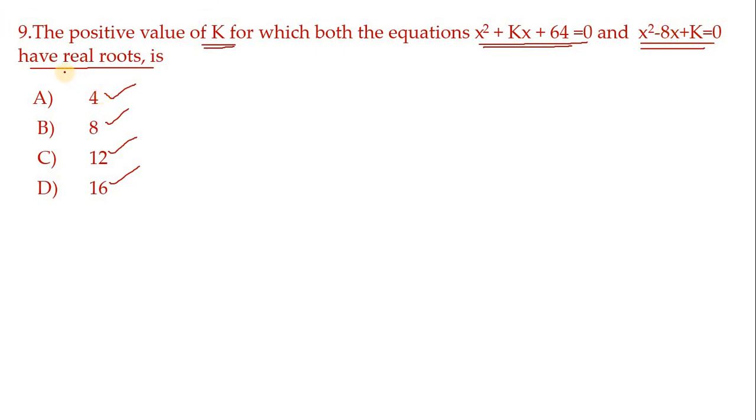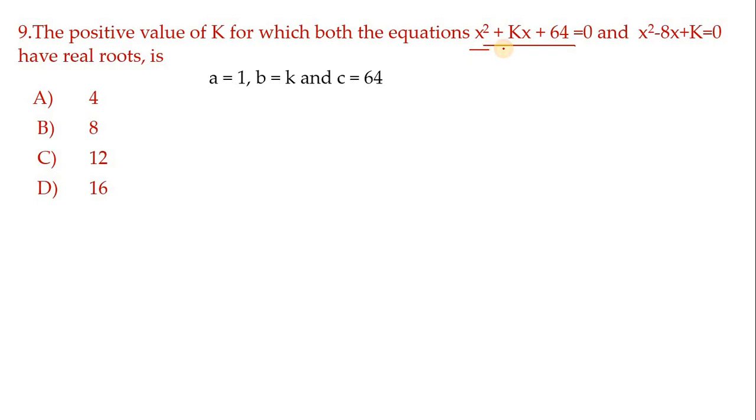And here they are talking about real roots, and you should not confuse, this problem is not related to a pair of linear equations. Here they are talking about real roots, so it is related to quadratic equations. So first let us consider the first equation, and the first equation is in the standard form of a quadratic equation. Hence find the A, B, C values. So the A value is 1, the B value is k, and the C value is 64. And in your question paper here they have mentioned y. So that is wrong. It should be x itself too.